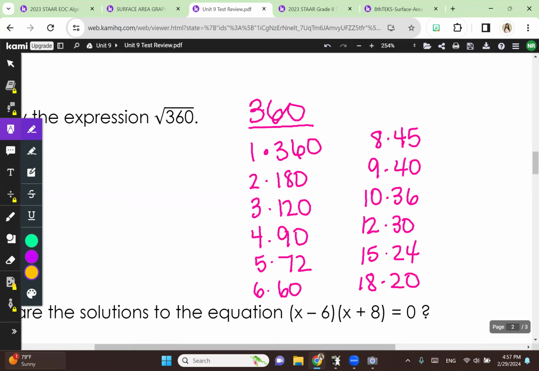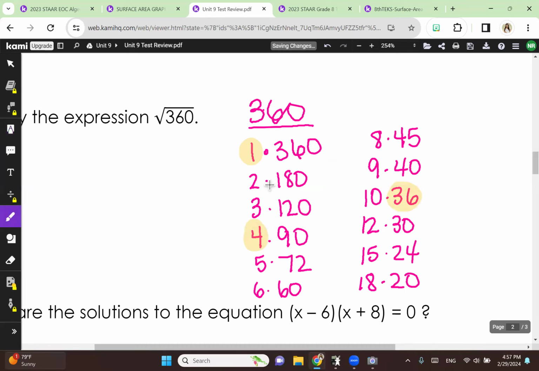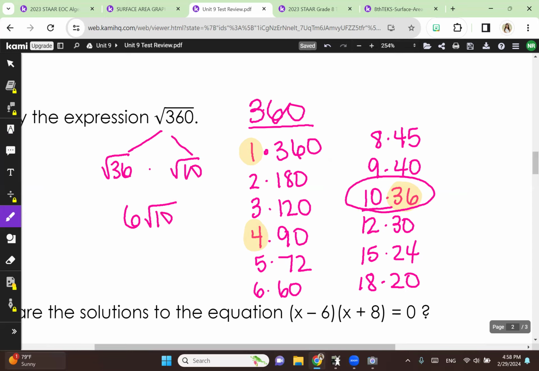So in this list, the ones that are perfect squares are 1, 4, and 36. Those are the only ones. So always pick the biggest one. I'm going to rewrite it for the 36 to be in the front. So square root of 36 times the square root of 10. Square root of 36 gives me 6. If I take the square root of 10, it'll give me a decimal, so I just simply bring it down. 6 square root of 10 is a simplified version of the square root of 360.